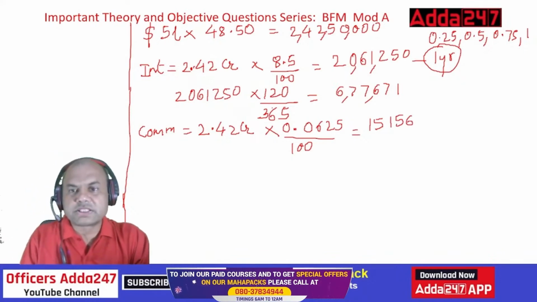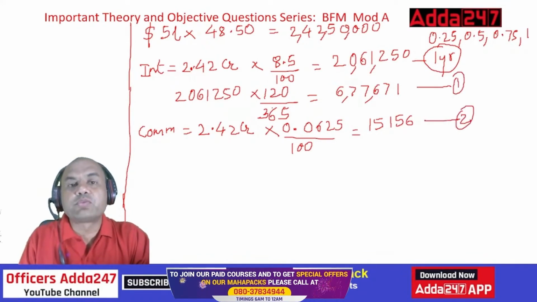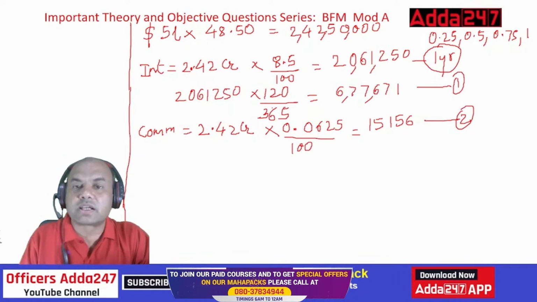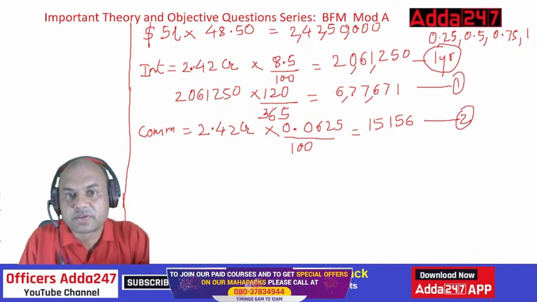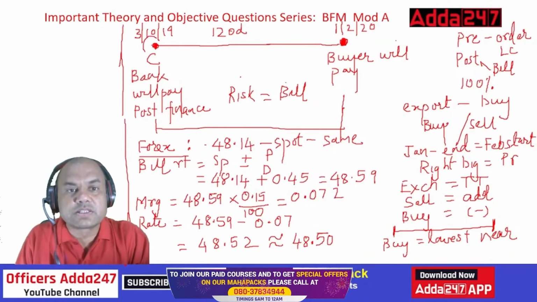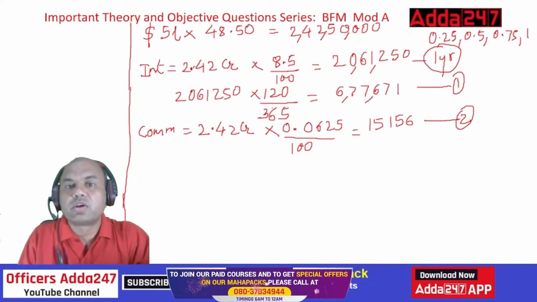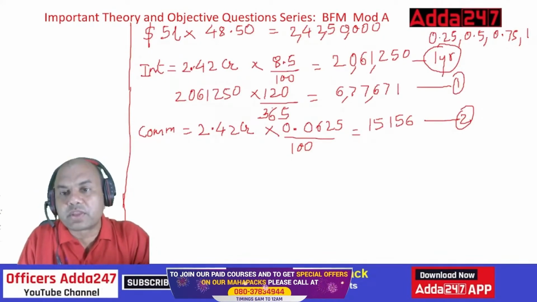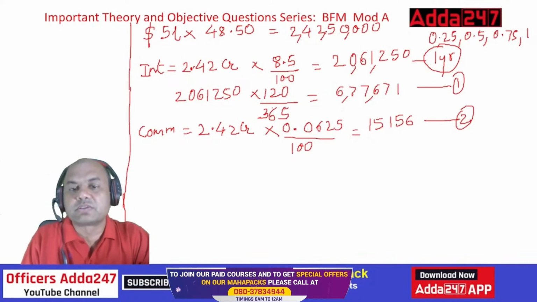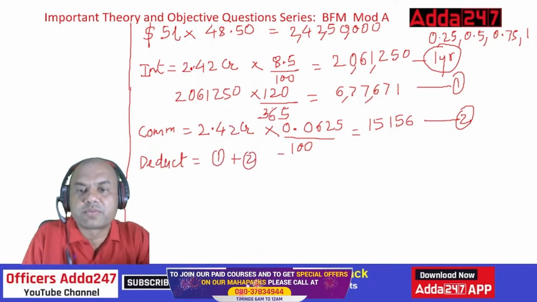Now remember always, this interest I'll write as 1 and this is 2. Both the things I have to first deduct from the amount to be given to this client. Here, I'm giving this amount to the client as a post shipment finance. Right now we are on this stage. Bank will finance. So if bank is financing, bank will be giving this INR amount, 2 crore 42 lakhs 50,000. Out of that, I'll be subtracting this interest as well as commission. So first add both these. So total deductible, I'll write deduct equals 1 plus 2.